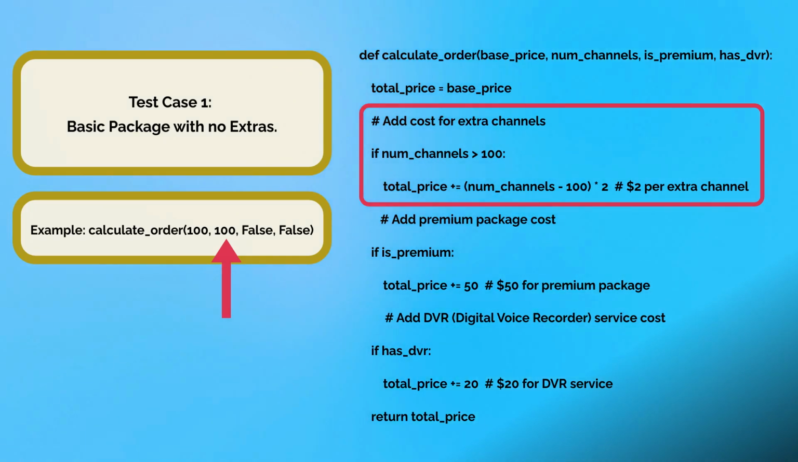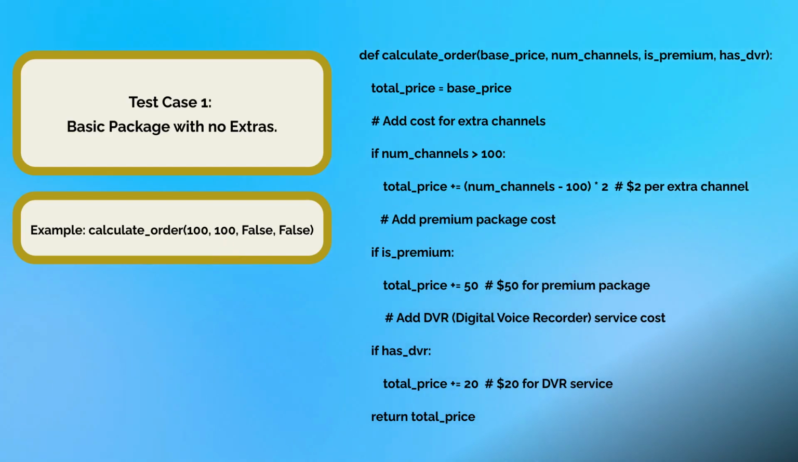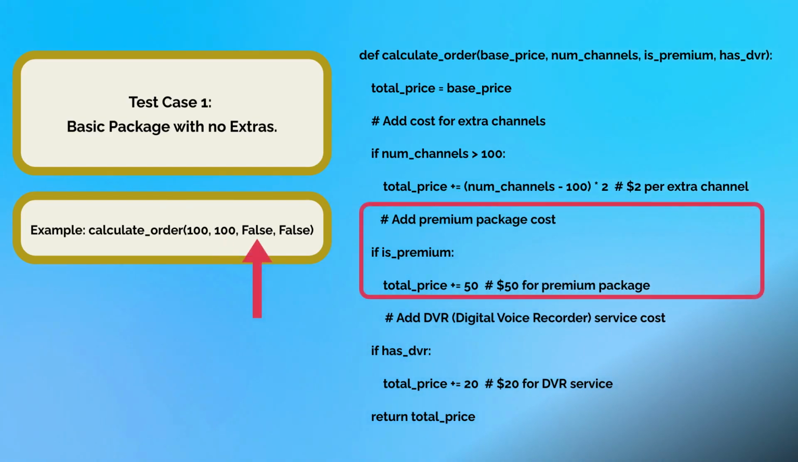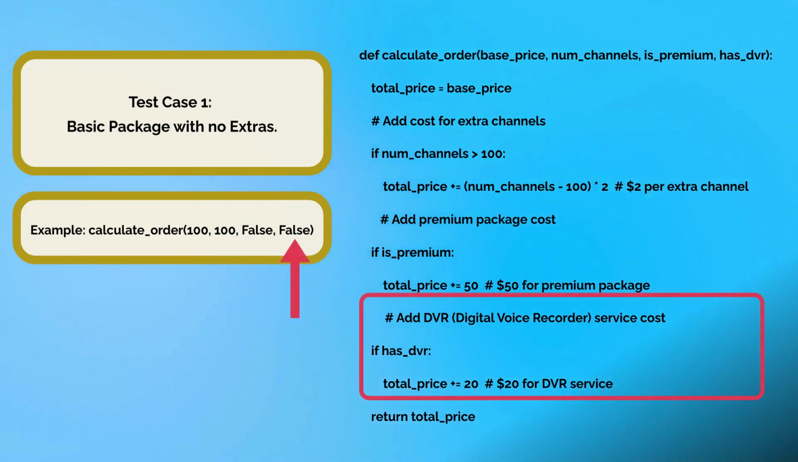The logic in the code says that the price calculation for extra channels will only happen if the number of channels is greater than 100, so there's nothing to add. The third item relates to the premium package. The value is false for this, so there's nothing to add to the base price. The final condition relates to DVR service. This is also false, so once again there's nothing to add.